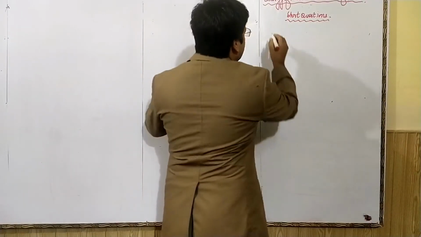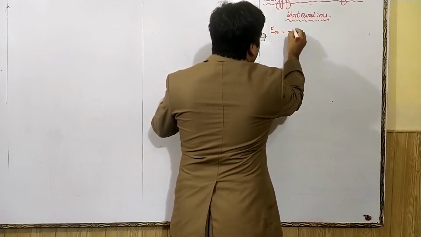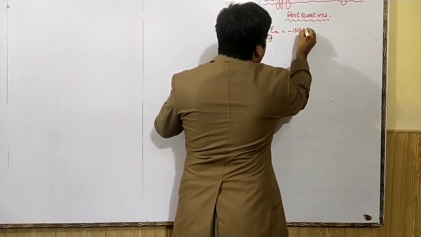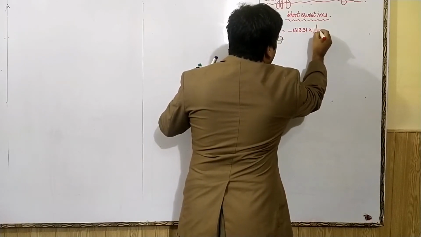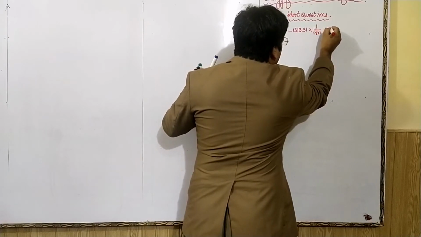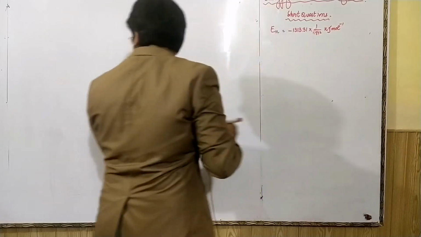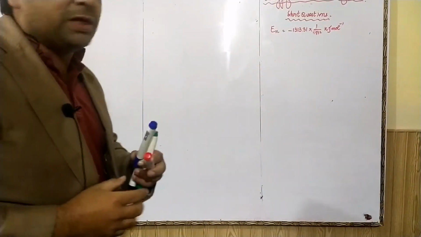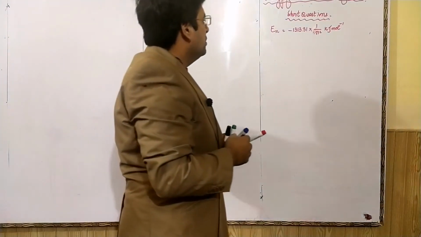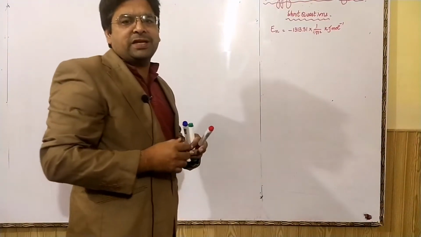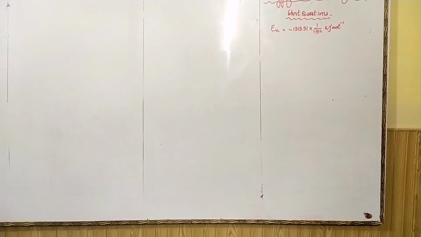What is the equation of energy of revolving electron? That is minus 13.31 into 1 over n square kilojoule per mole. This is the equation of energy of revolving electron in nth shell of hydrogen atom. Now, there are few questions relating to the energy of revolving electron in nth shell of hydrogen atom.